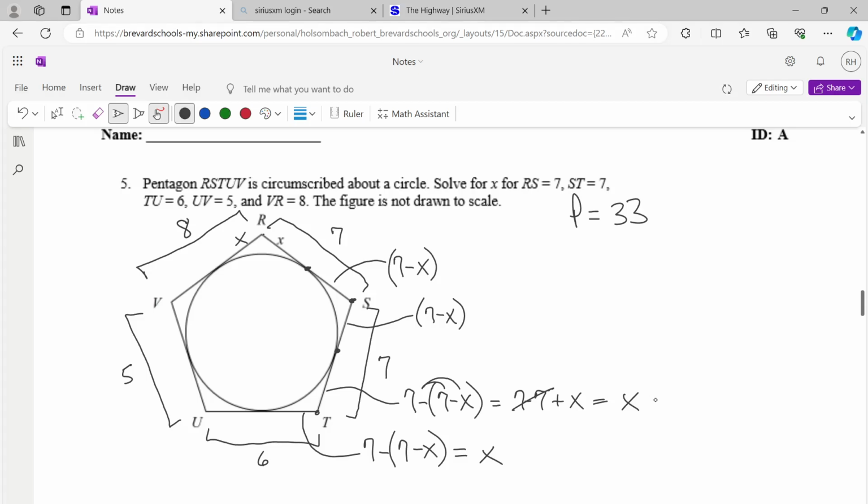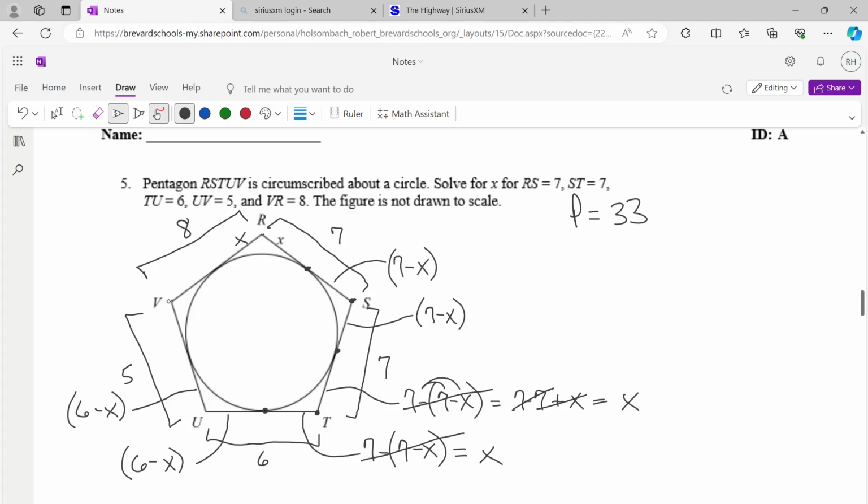And what I would do when you get here, when you've simplified these two congruent tangents, I would put a line through this, because what we're going to end up doing is adding all of these congruent pieces or tangent pieces together. So again, if this tangent is x units long, then this tangent is 6 minus x units long. And this tangent is also 6 minus x units long.